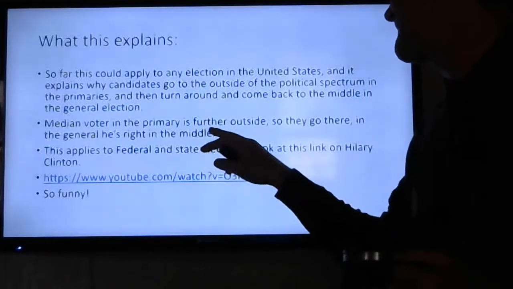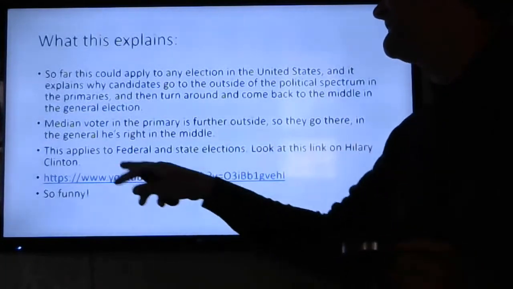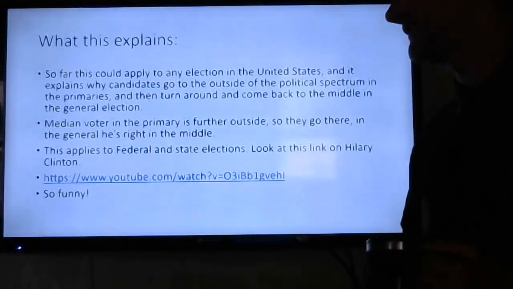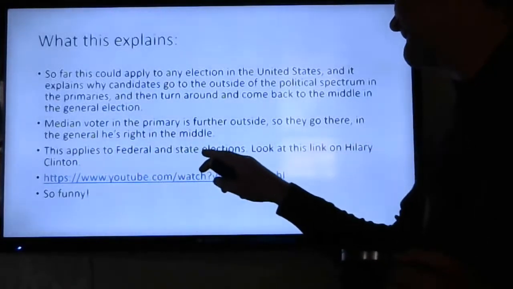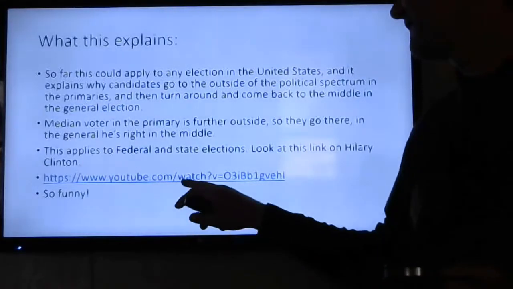The median voter in the primary is further outside, so they go there. In the general, he's usually right in the middle, so they end up in the middle. This also applies to federal and state elections. And there's a funny link here.